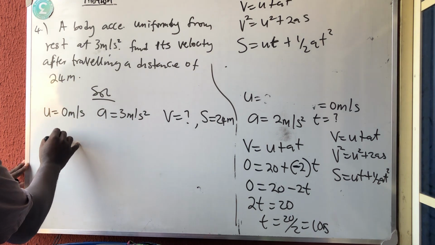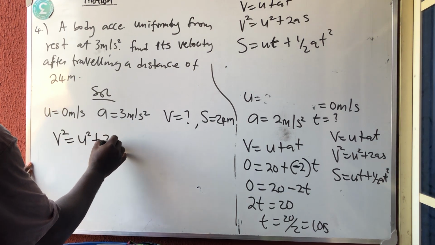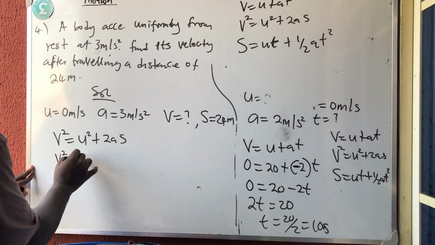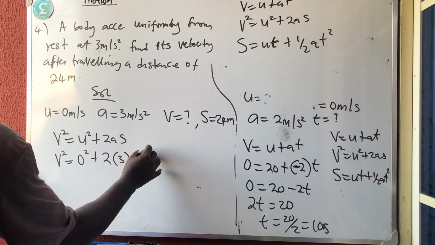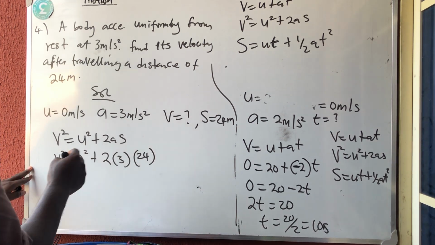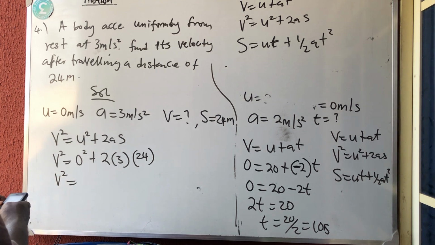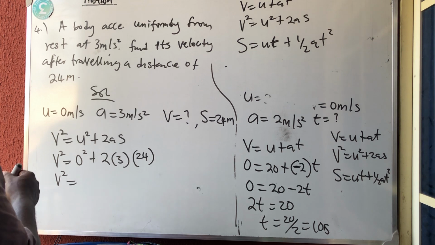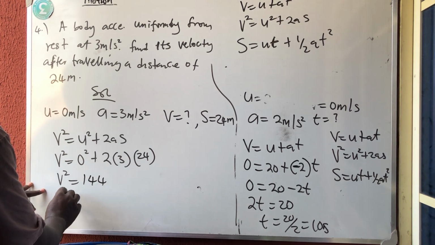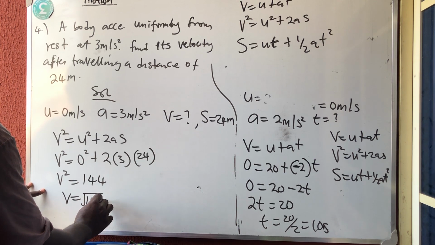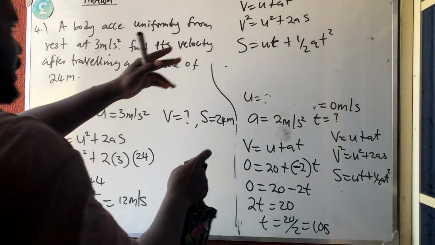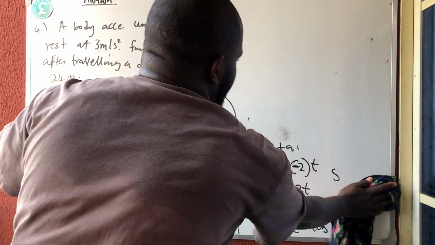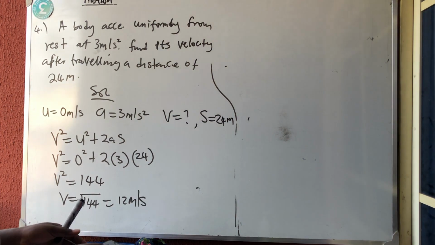So I'm having v squared is equal to u squared plus 2as. So I'm having v squared is equal to 0 squared plus 2 bracket 3 bracket 24. So I'm having that v squared is equal to 24 times 6. I'm having 144. So v is now the square root of 144, which is what? 12 meter per second. You see, it's very simple. Once you know these 3 things, you can solve any question given to you, okay, in motion.